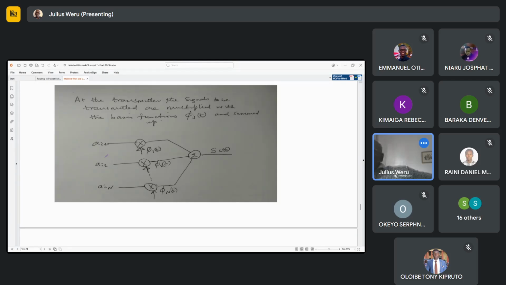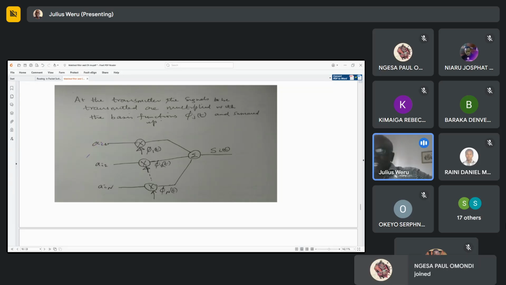We normally, in most cases, only have two of these signals, one representing a 0 and the other one representing a 1. And then that signal, you multiply it with our basis functions. And the basis functions we normally use are a cosine and a sine. And then we transmit them together. But this is a general case. I think you can easily relate it with our transmitters.